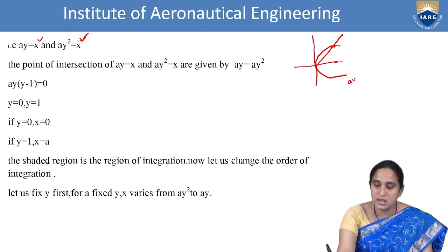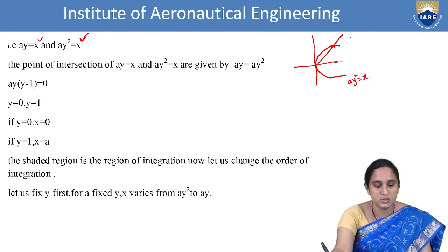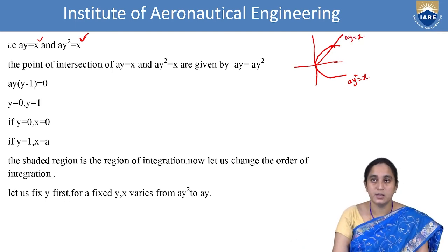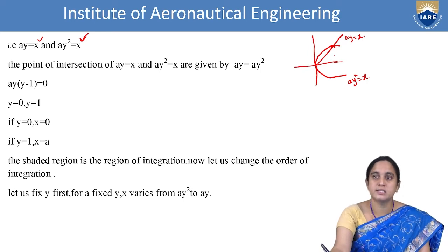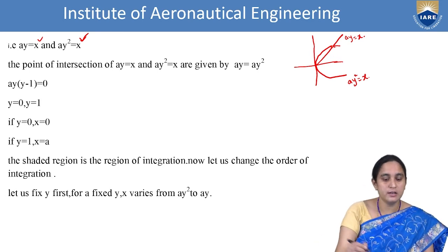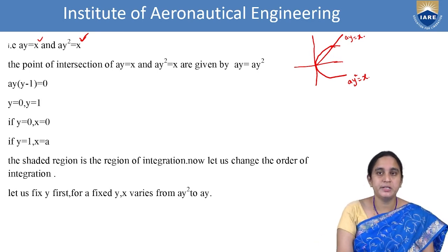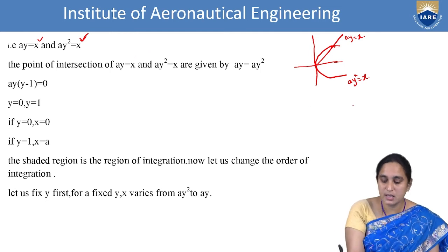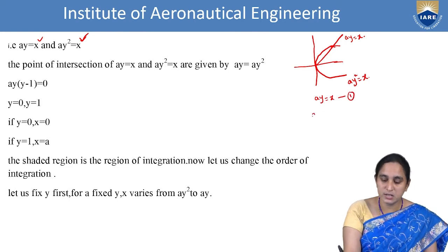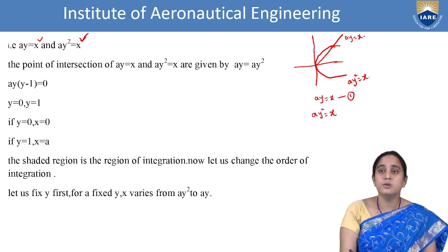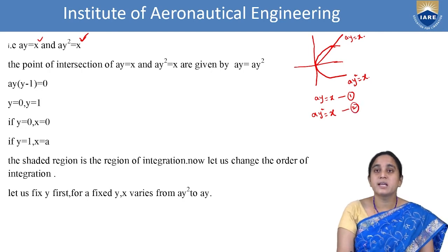From that, we have y square is equal to x, and the straight line y is equal to x. Where the two are intersecting, now I'll calculate the limit points. The point of intersection of y is equal to x and y square is equal to x is given by, let us take y is equal to x as the first equation and y square is equal to x as the second equation.